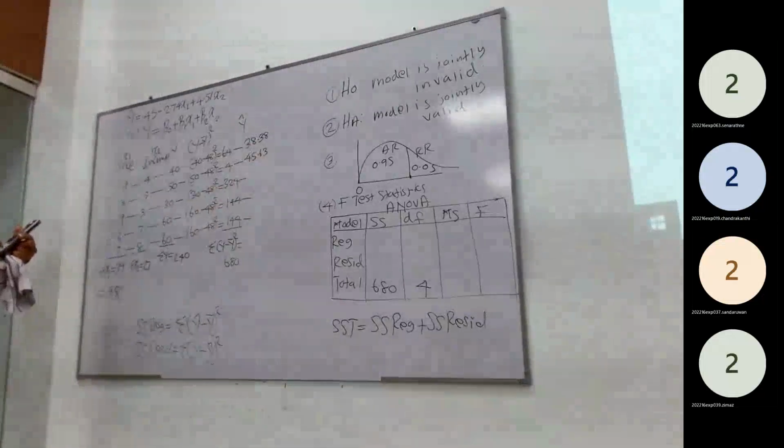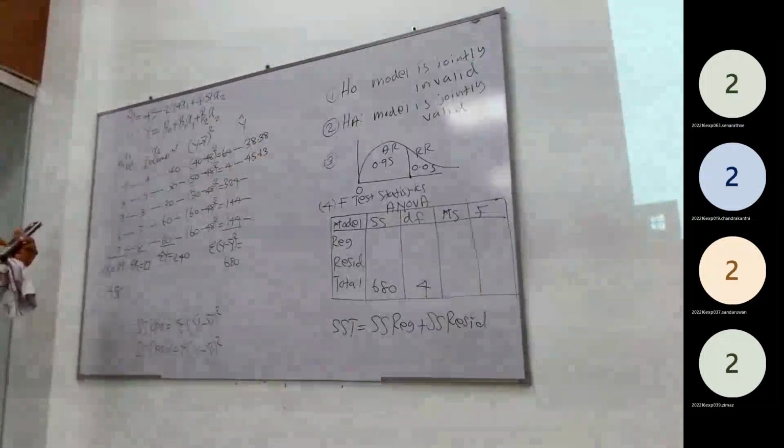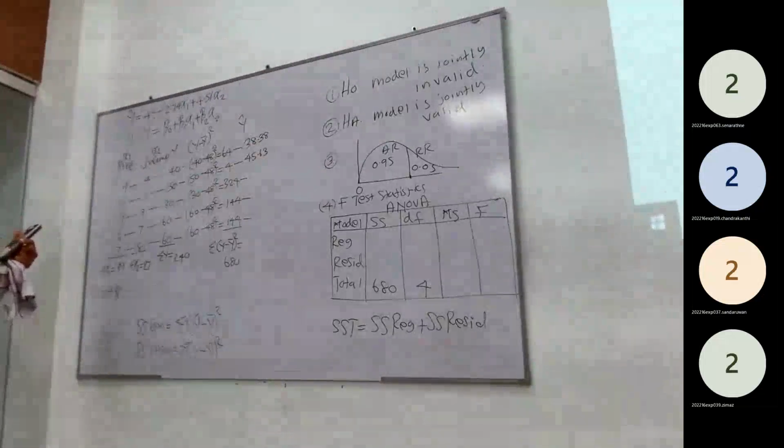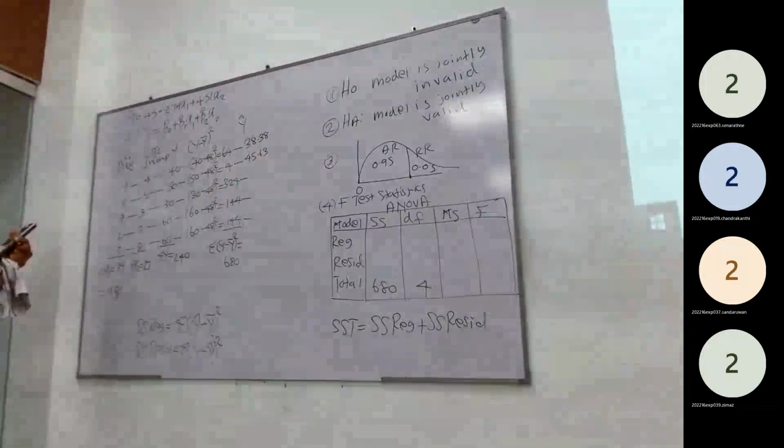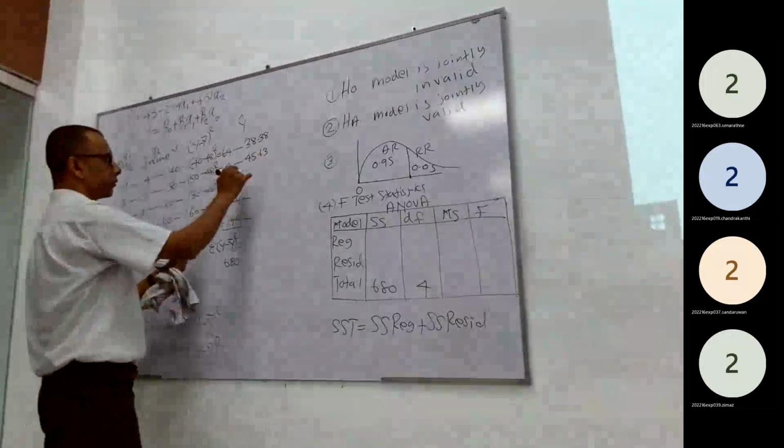Next one, 45 minus open bracket 2.74 multiplied by 9 plus 4.51 multiplied by 3. That gives 33.87.